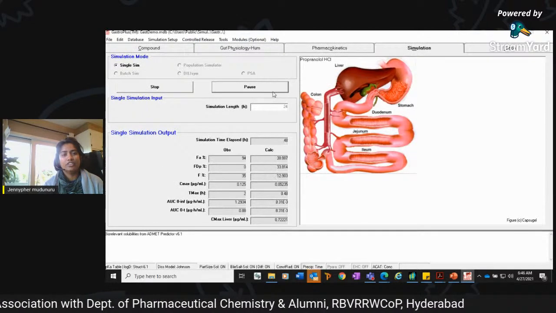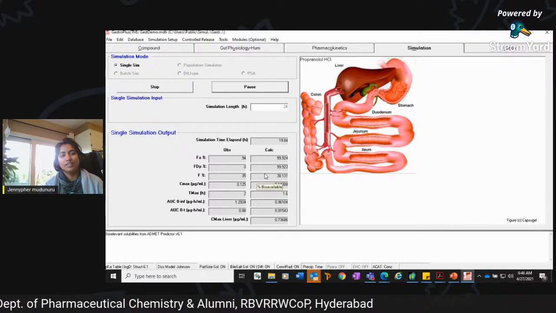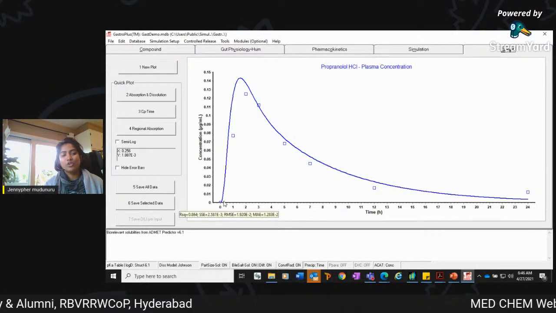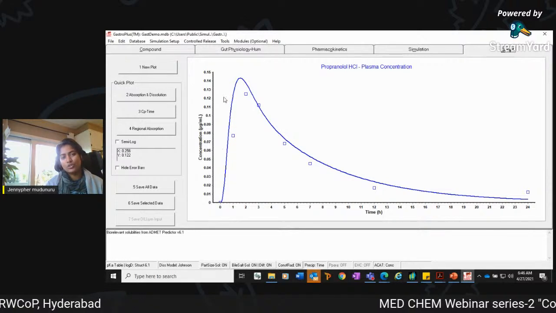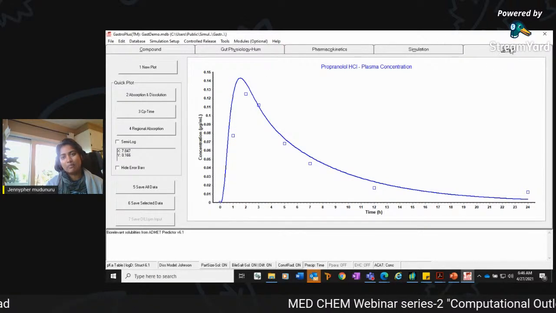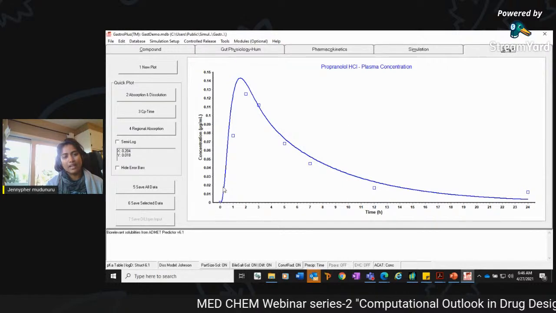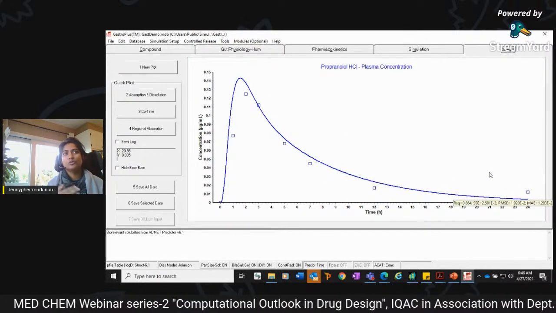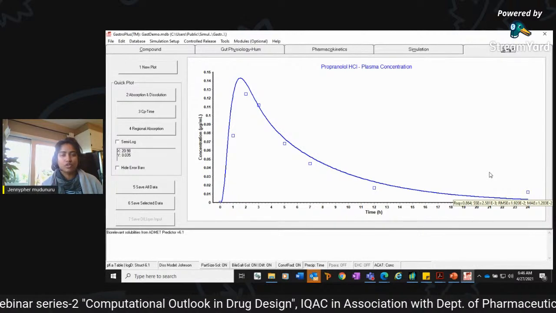And then we just run a simulation here. GastroPlus actually doesn't throw out a new Excel sheet, it just shows it to you in the same platform, and it actually creates a similar curve. So we use both platforms most of the time.